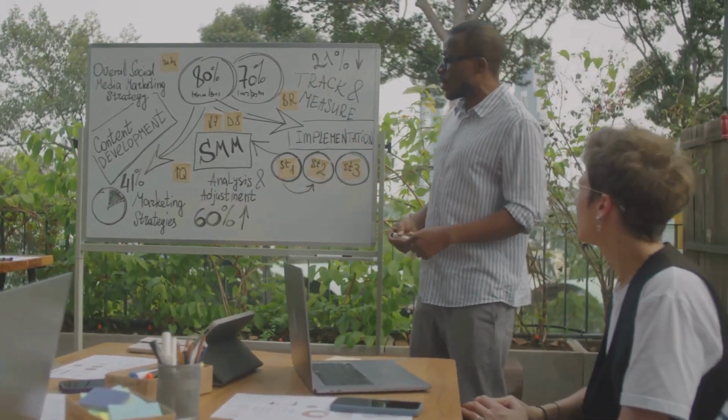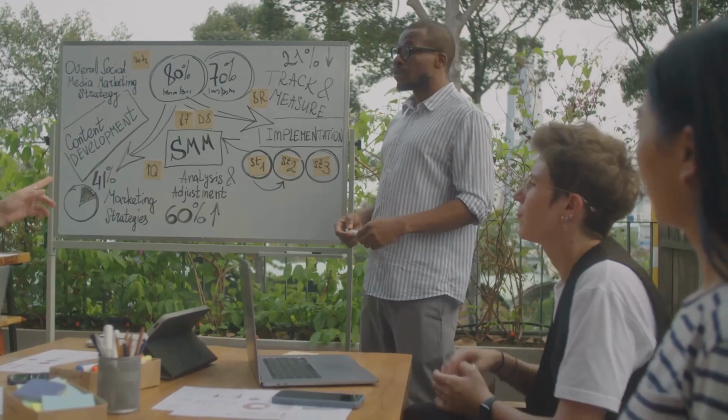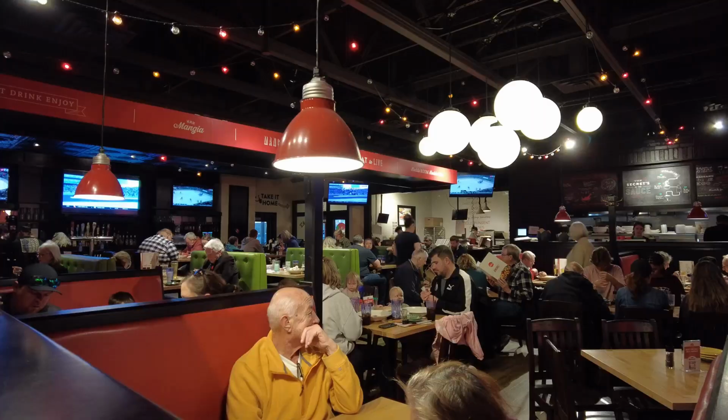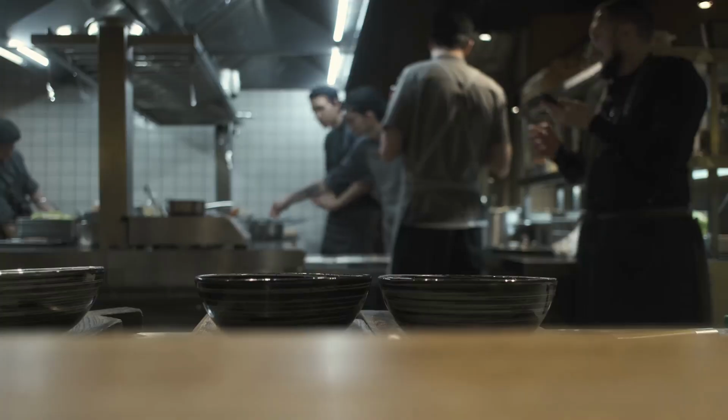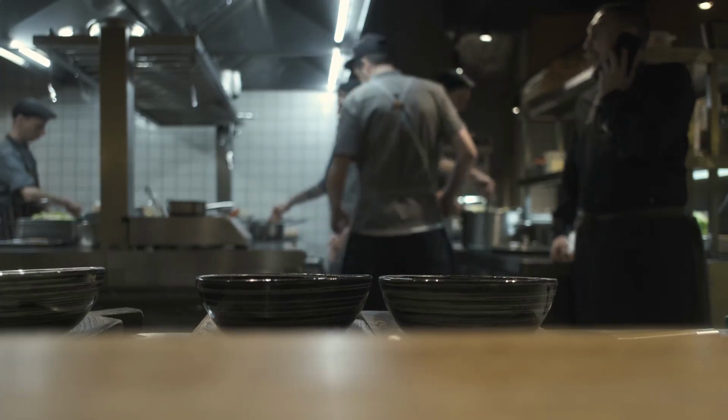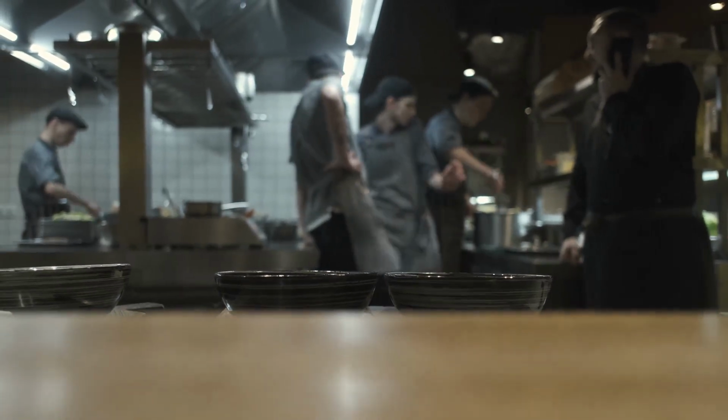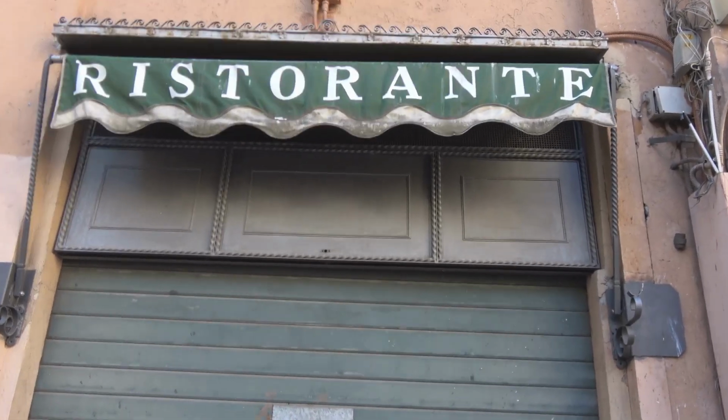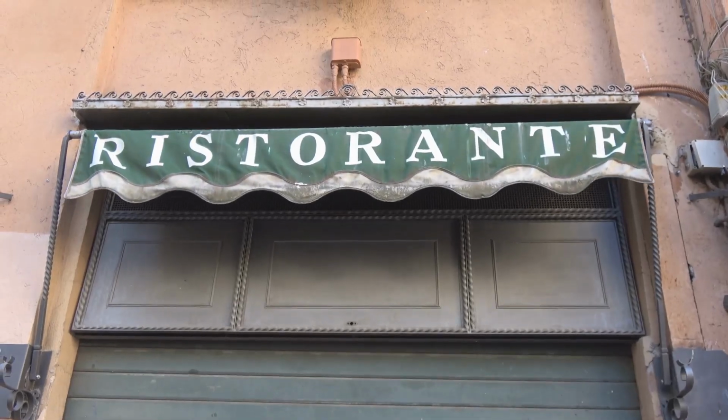Section 6. A simple analogy. The website as a restaurant. Imagine a website like a restaurant. The web server is like the kitchen, storing all the ingredients or website files. The domain name is the restaurant's name and address, making it easy for people to find.